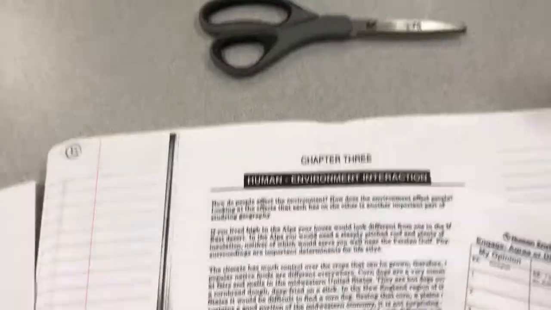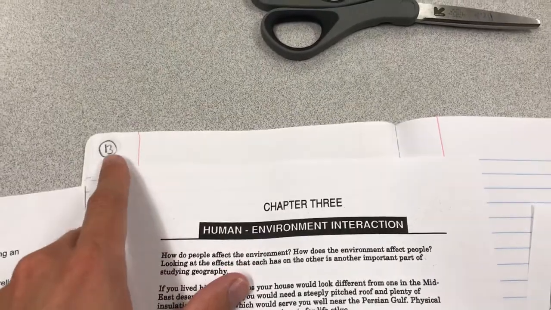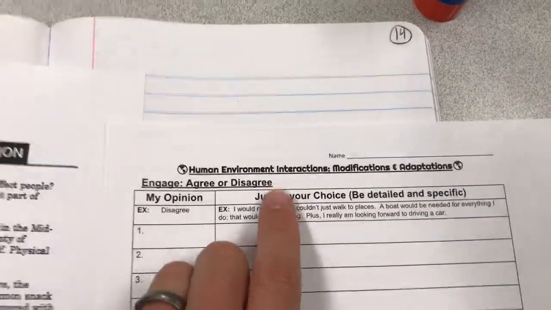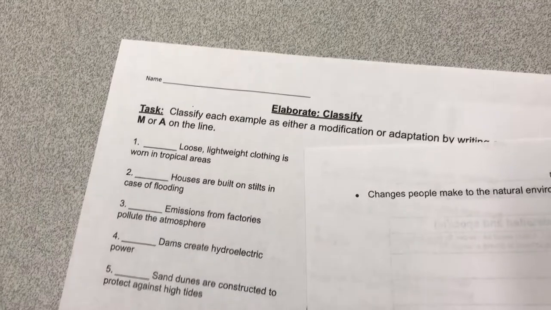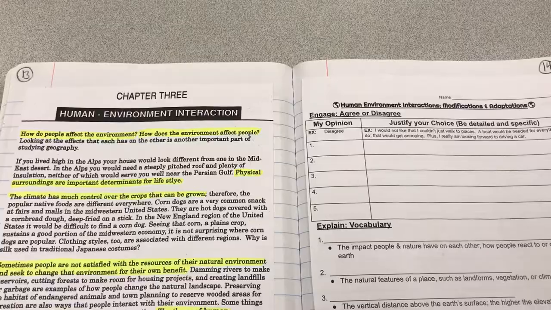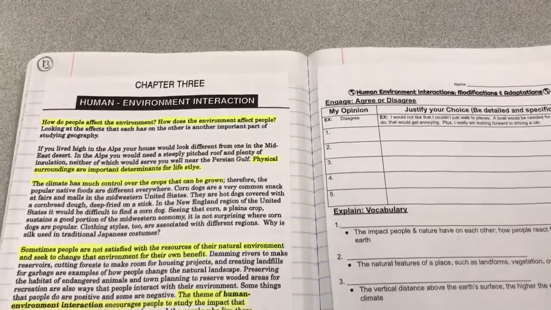After we cut and glue those, this chapter 3 is going to go on page 13, and then our little engage is going to go on 14. Then we're going to turn the page, and on 15 will be our elaborate examples. Let's go ahead and do that at this time.